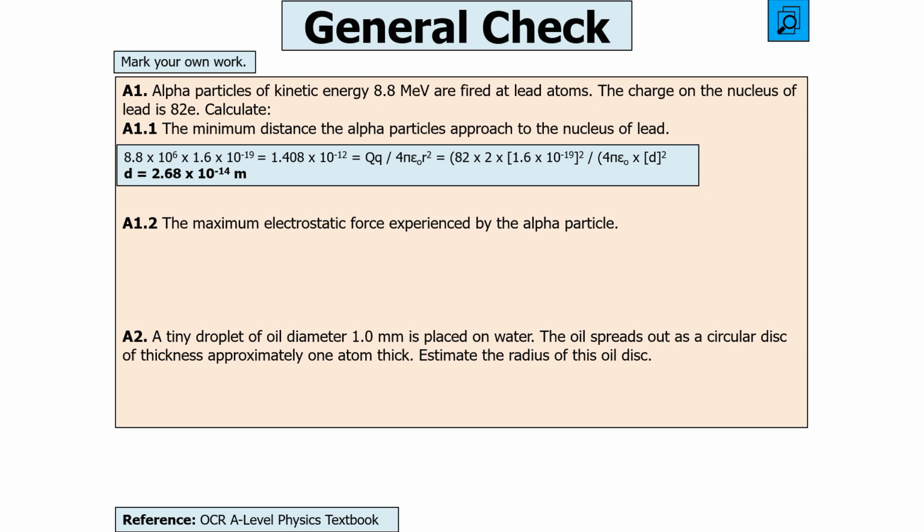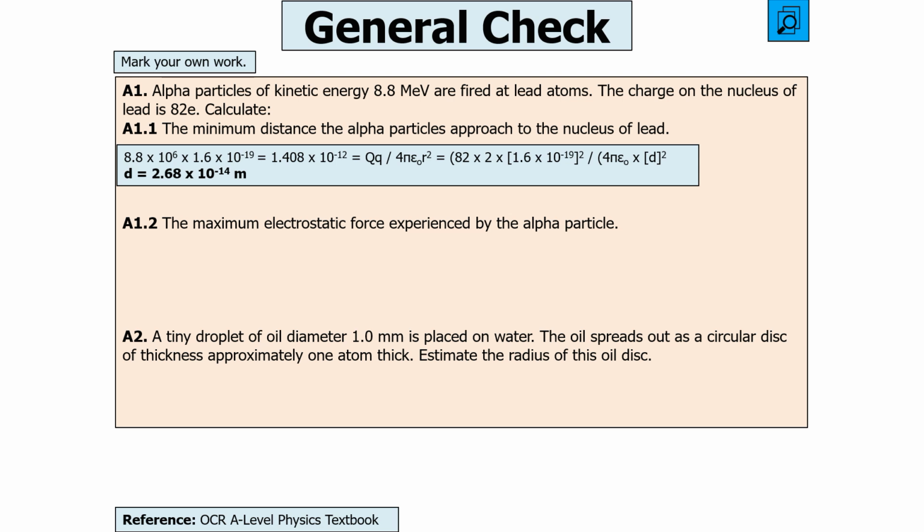So you can work out what that energy is because it's the kinetic energy of the alpha particle. The alpha particle's kinetic energy goes into the electrical potential energy when it gets close to the nucleus. So you can work that by doing 8.8 times 10 to the 6, so mega electron volts into electron volts, times by 1.6 times 10 to the minus 19. So therefore, that is then electron volts into joules. That's going to be equal to the electrical potential energy, so it's 1.4 times 10 to the minus 12.